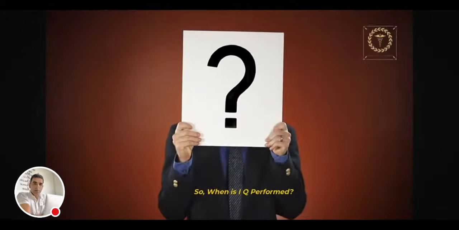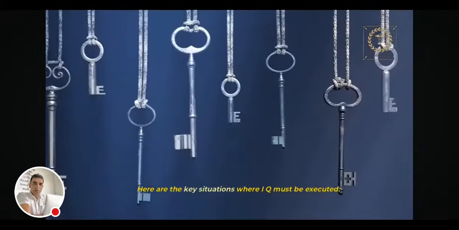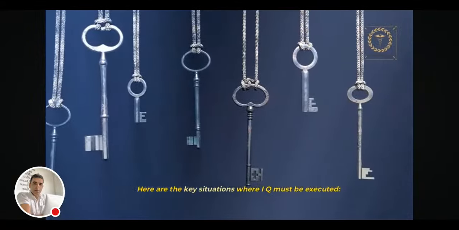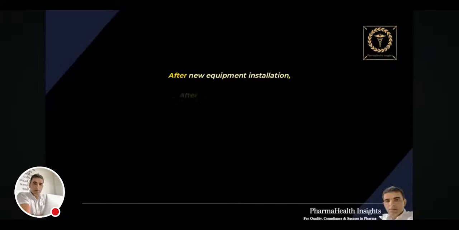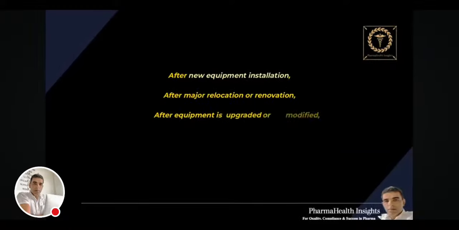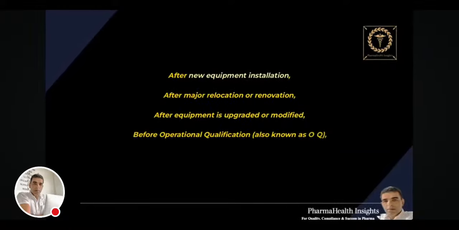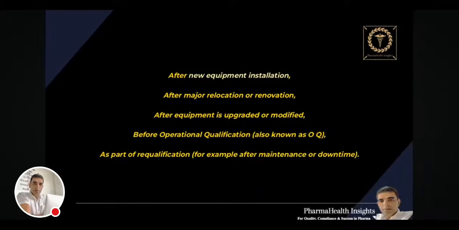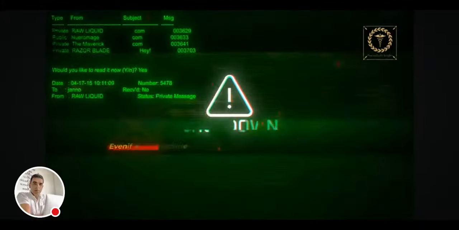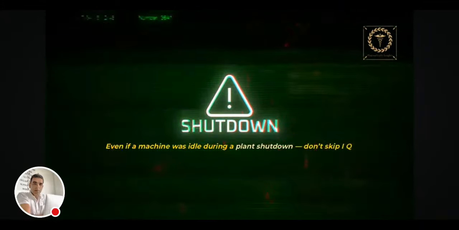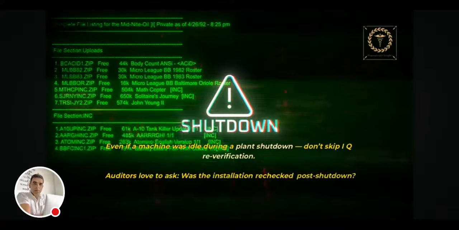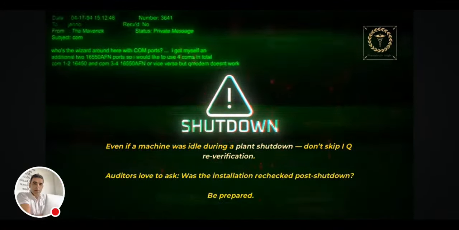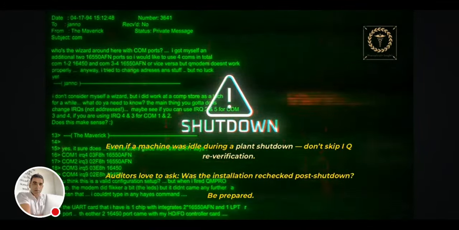So, when is IQ performed? Here are the key situations where IQ must be executed. After new equipment installation, after major relocation or renovation, after equipment is upgraded or modified, before operational qualification, also known as OQ, as part of requalification, for example after maintenance or downtime. Even if a machine was idle during a plant shutdown, don't skip IQ re-verification. Auditors love to ask, was the installation rechecked post shutdown?